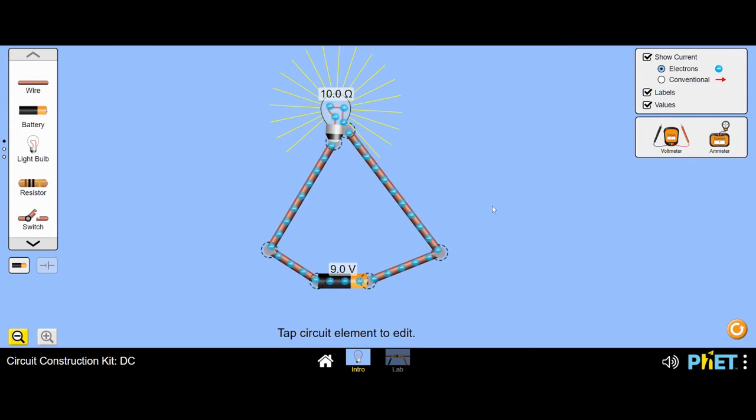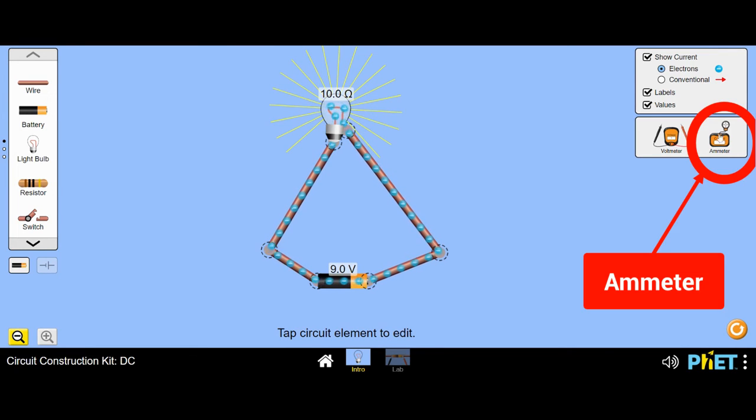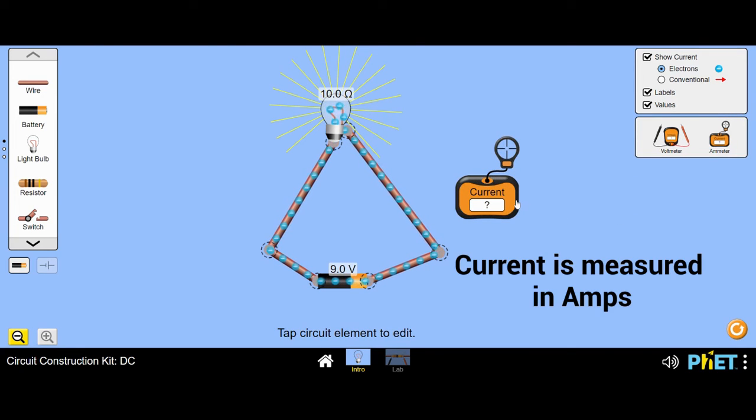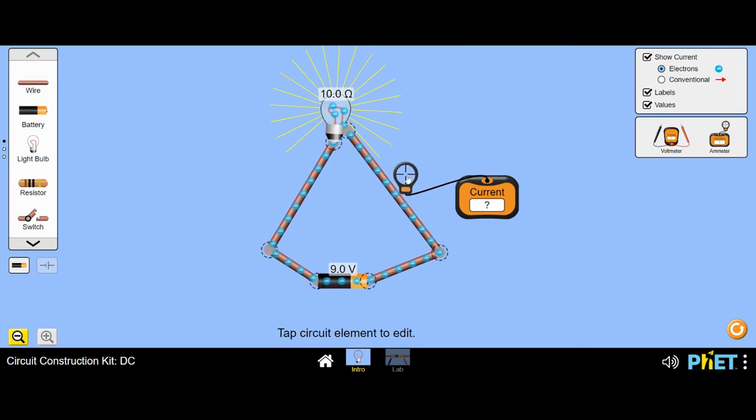Okay. So the other thing we're going to want to measure is the current. If we come over here to our tools, we have this ammeter here and it measures our current. So current is measured in amps. And so it's called an ammeter. If I bring my little scope to my wire right there, it tells me what my current is in my system. So it says the current right through here at this point is 0.9 A or 0.9 amps.